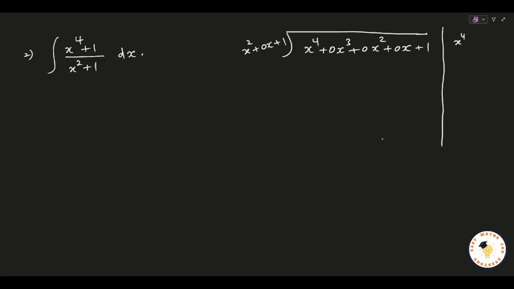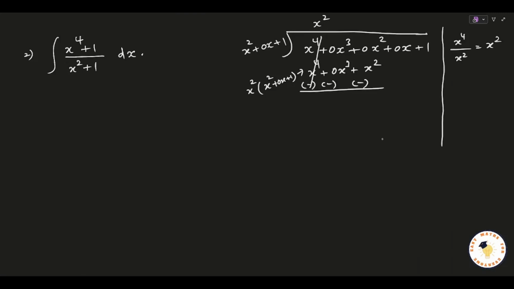So dividing the first term of the dividend by first term of the divisor, we get x square. So this will be the first term of our quotient. So multiplying divisor with the x square and writing it against the next row, we get x square into x square, x power 4. X square into 0x, that will be 0x cube only, plus x square into 1 will be 1x square. Now subtracting, changing the signs, x power 4 gets cancelled.